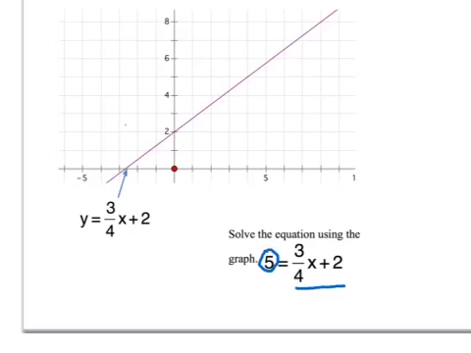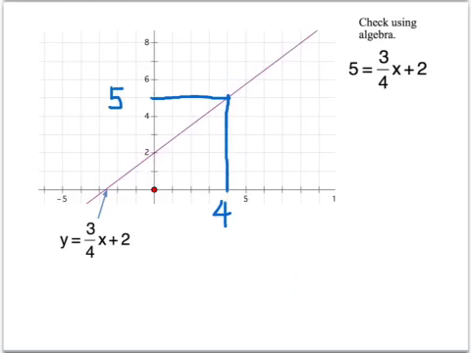So we go over to here and we draw a horizontal line at 5 until we hit the graph. And then we look down to the x-axis, and that seems to be 4. That would indicate that the solution to this equation is when x is equal to 4. We can check that using our algebra.